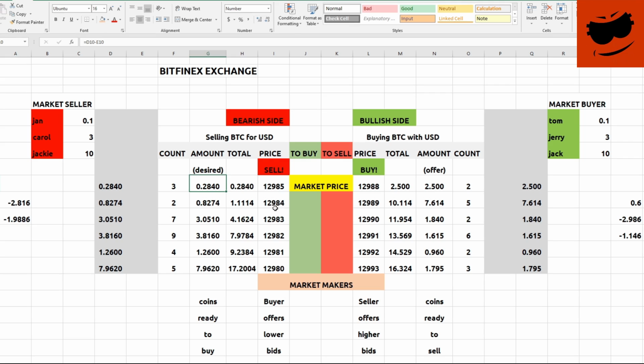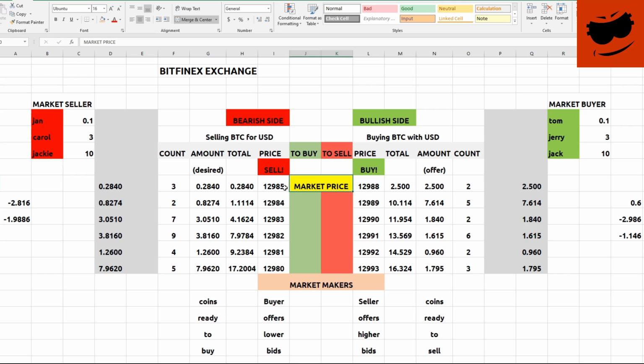If you're a buyer, you want to buy low. You don't want to buy above market price. So when you want to buy low, you will put your order in for a price which is lower than the market. This market price here is that sweet spot right between 12,985 and 12,988. There's a $3 variance right there. So this is the sweet spot right here.